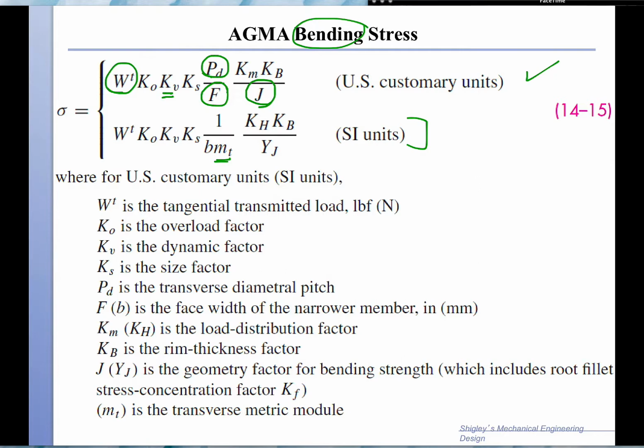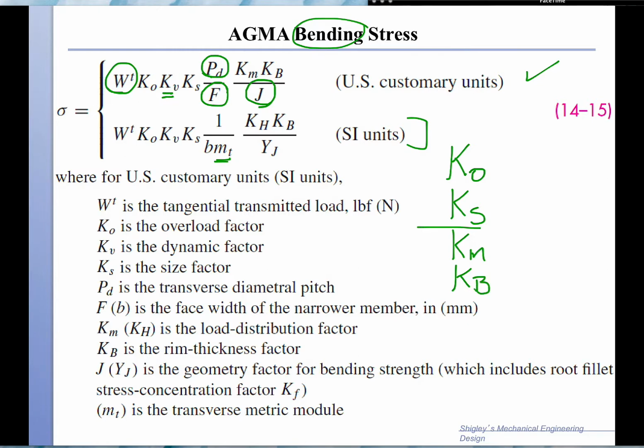So let's just focus on the US customer units. In this case, we find that there are additional factors that must be considered. One is for overload, and one for size, and one for load distribution on the tooth face, and one called the rim factor.